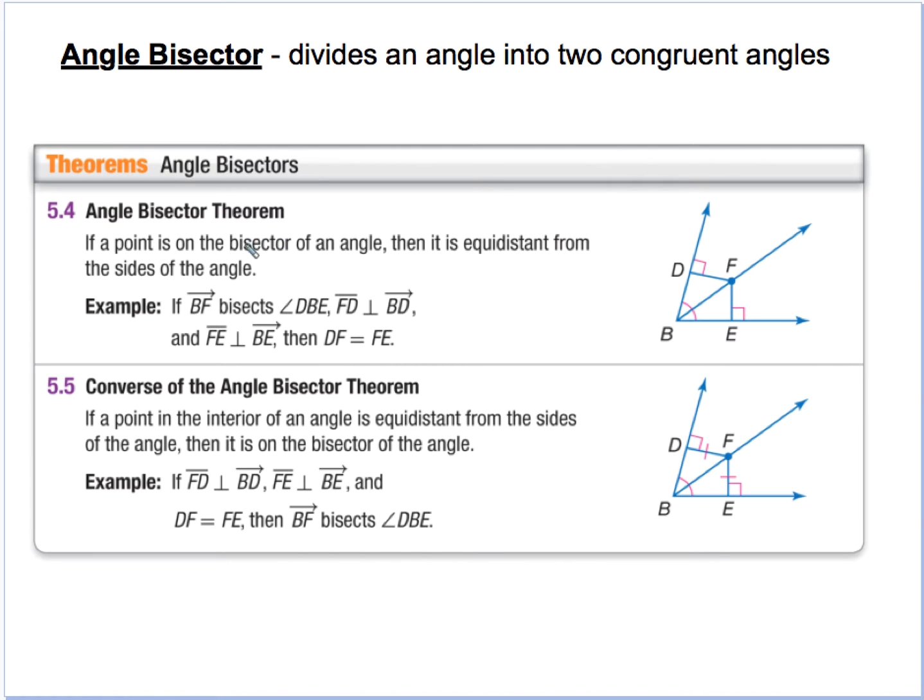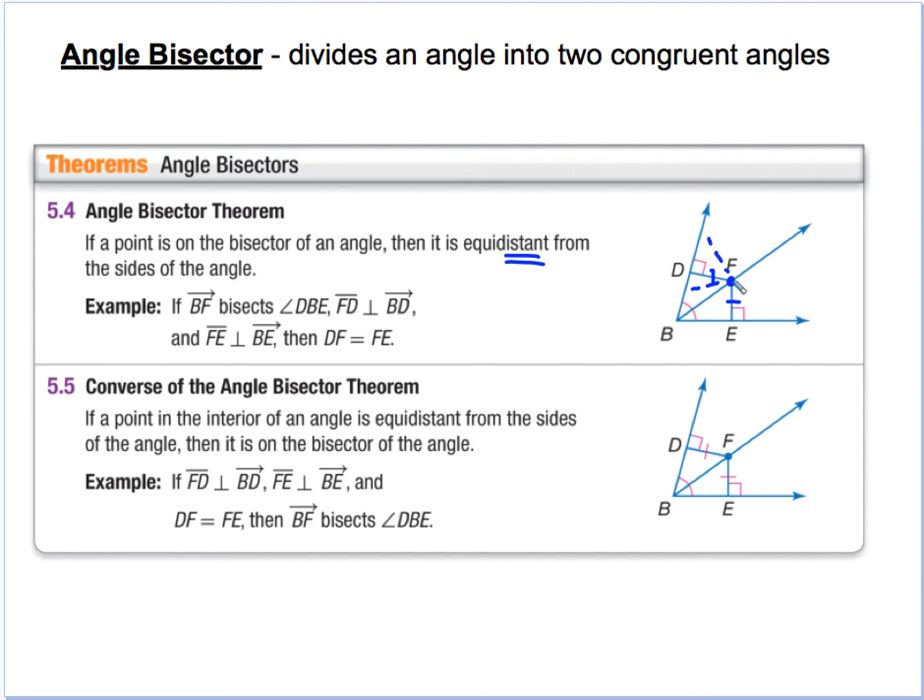Your theorem for your angle bisector says that if a point is on the bisector of an angle, like our F right here, BF is our angle bisector, so F is on the bisector, then it is equidistant from the sides of the angle. So this distance, FD, is going to be congruent to FE. And also remember what we talked about in terms of distance. Distance is talking about where the line hits perpendicular. Like this would not be a distance. That would not be a distance. The distance is specifically the line from the point to the line that hits perpendicular.